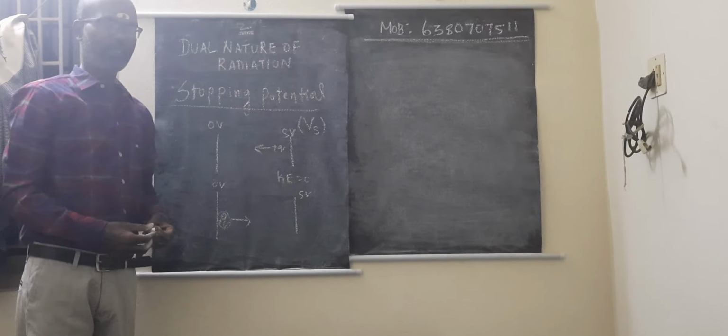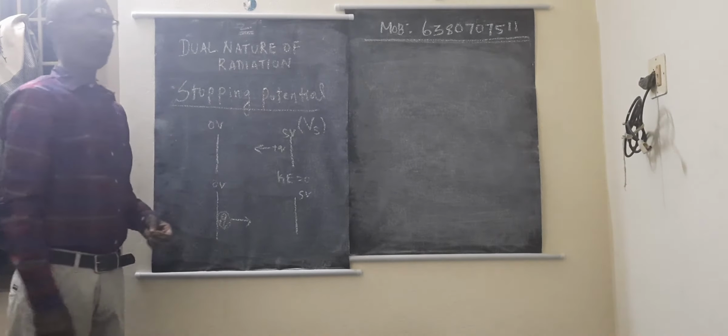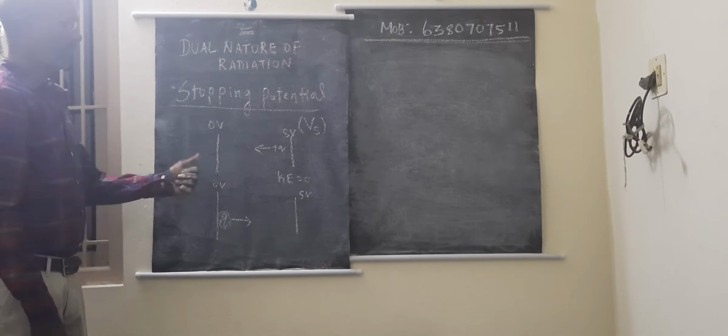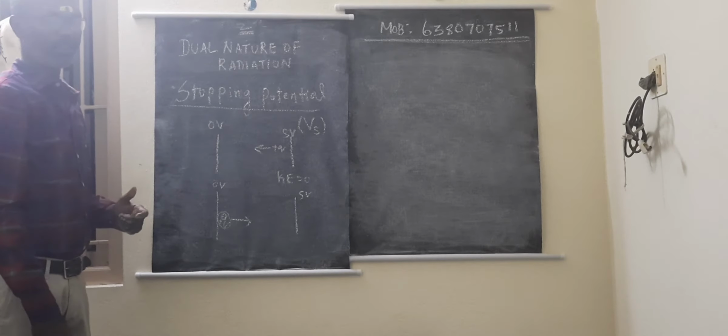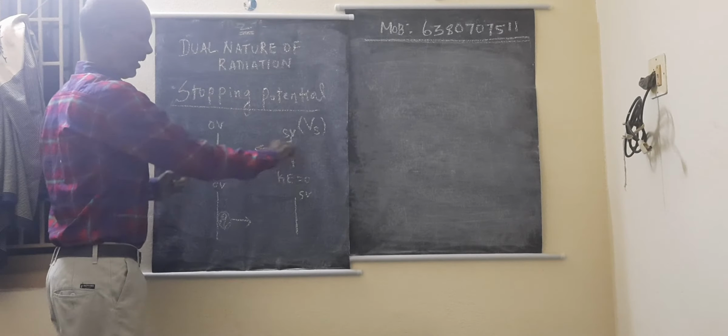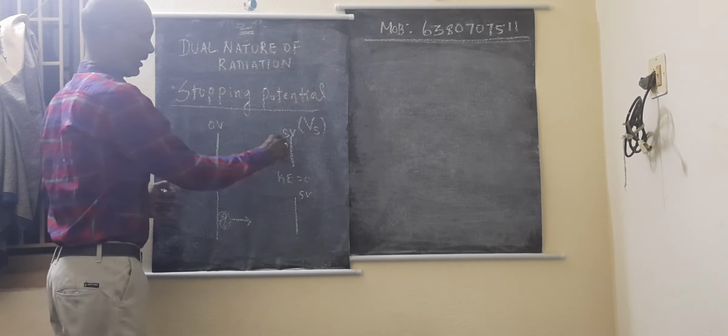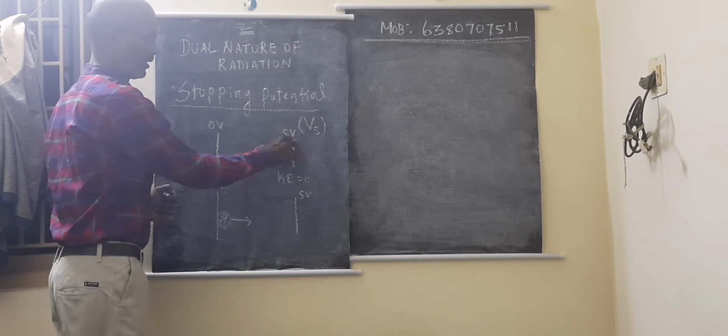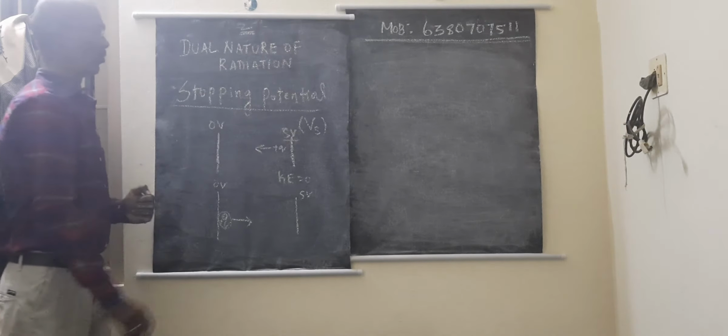So next we will see what stopping potential is. Before that, I will explain how this stopping potential is calculated. Suppose you are considering two plates connected to a battery. Here the battery is 5 volt. Here the positive side is 5 volt, and here it is 0 volt.